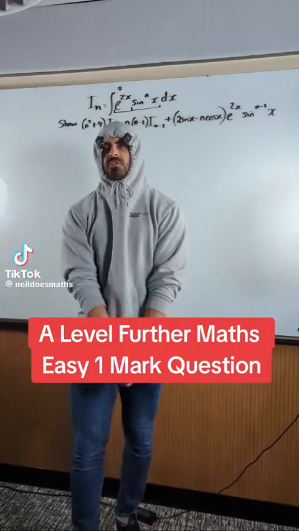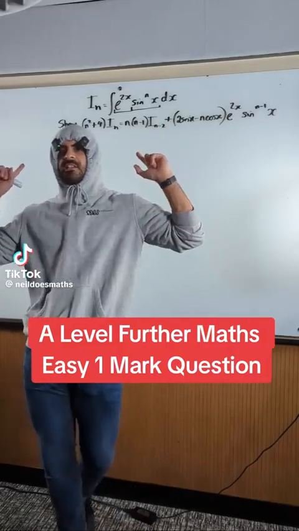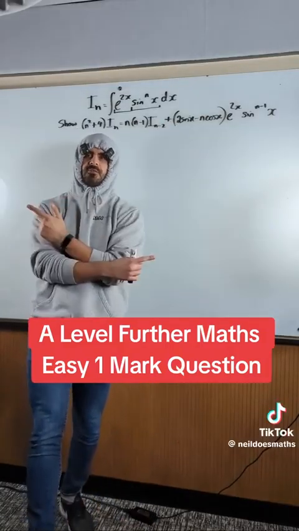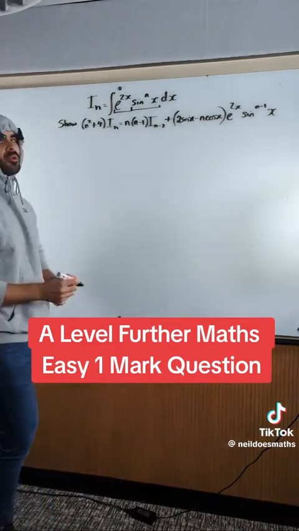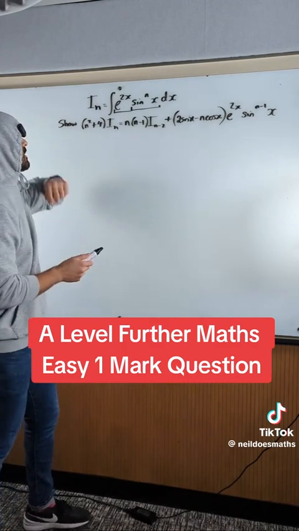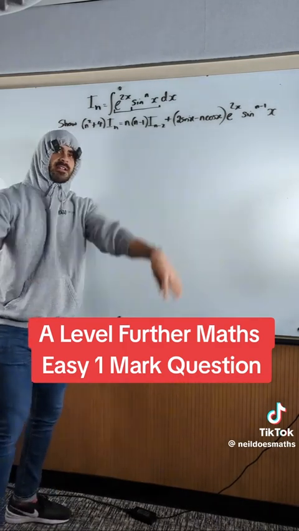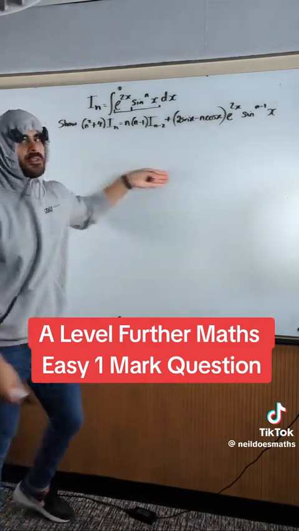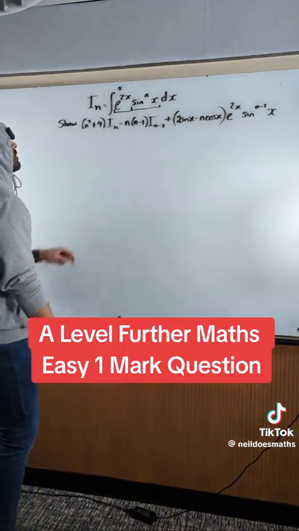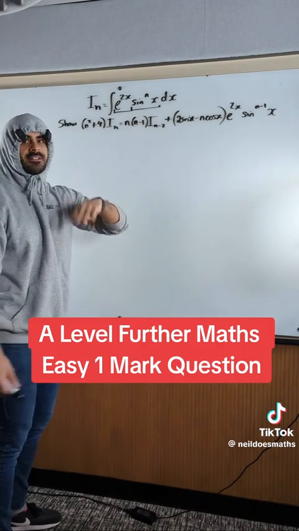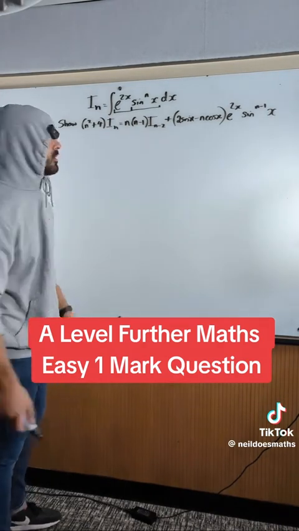Some of the further mathematicians of Lungang wanted me to answer this really easy 1-mark reduction formulae question. So, I_n, or Ian, is the integral of e to the power of 2x sine to the power of n x dx. Show this beautiful thing is true. Well, this, as I've highlighted here, is integration by parts.